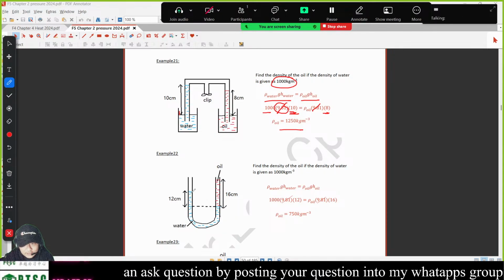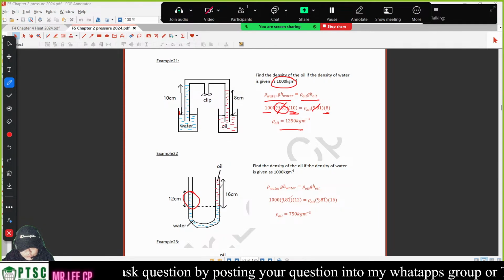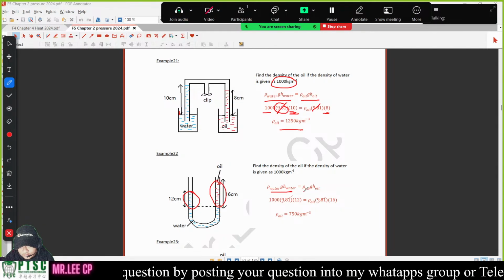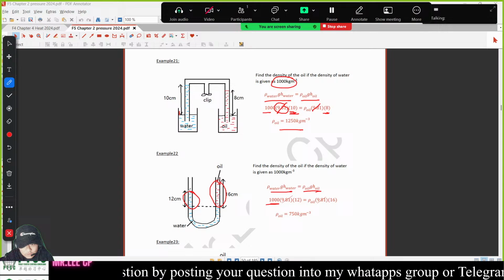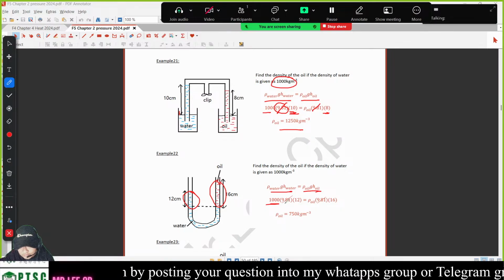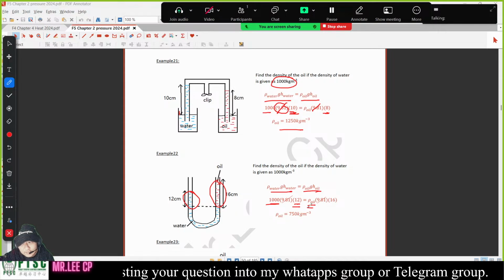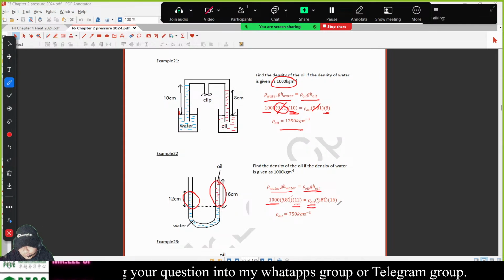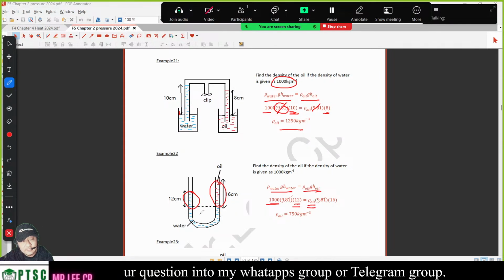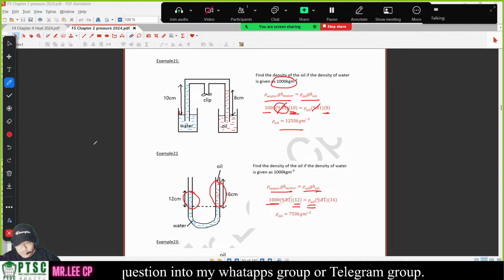Okay, now how about this one? Rho GH, rho GH, right? Rho GH, rho GH, rho 1000, G is 9.81, H is this 12. Right? So the density of the oil we don't know, G, this one is 16. Right? Rho GH equals rho GH. Make sure you know how to do this kind of question.